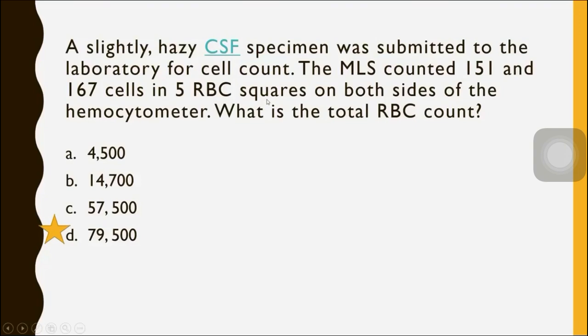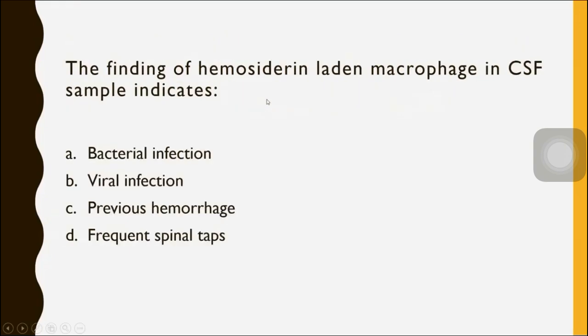Next, the finding of hemosiderin-laden macrophage in CSF sample indicates, so again, macrophage is usually present on frequent spinal taps, but if it has inclusion, specifically kung may hemosiderin inclusion or hematoidin inclusion, it indicates what? Previous hemorrhage. So again, hemosiderin inclusion as well as hematoidin inclusion indicates previous hemorrhage.